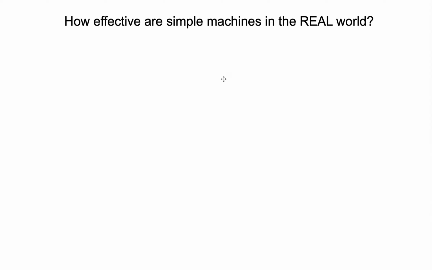Okay. So how effective are simple machines in the real world? Well, in the real world, you guys, there is friction. So in the real world, the input force or the input work is not going to equal the output work, right?